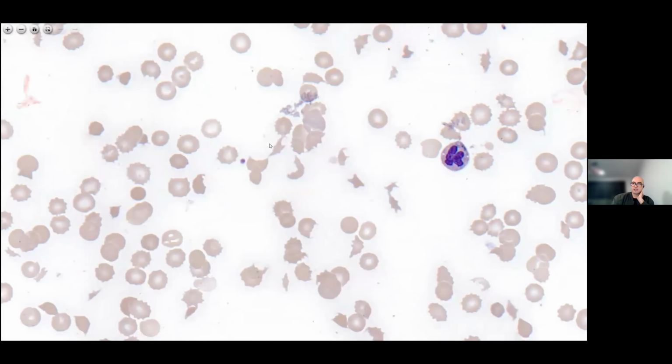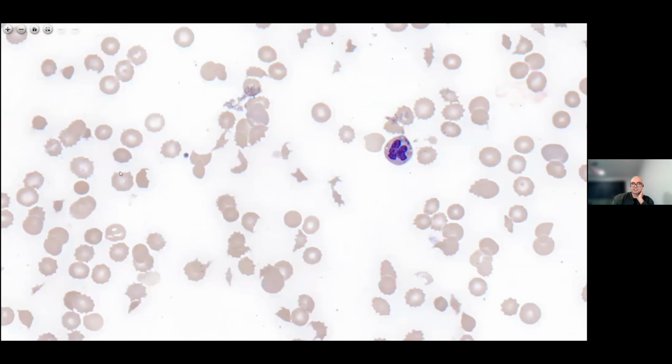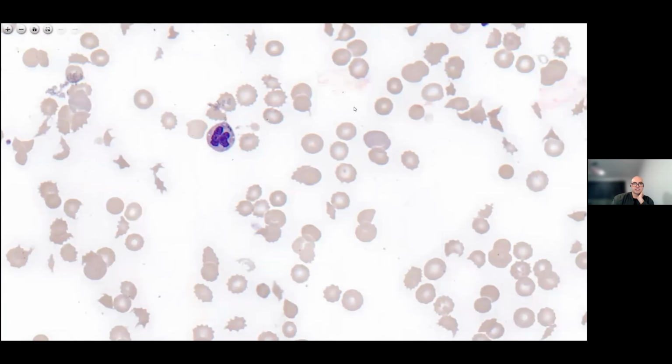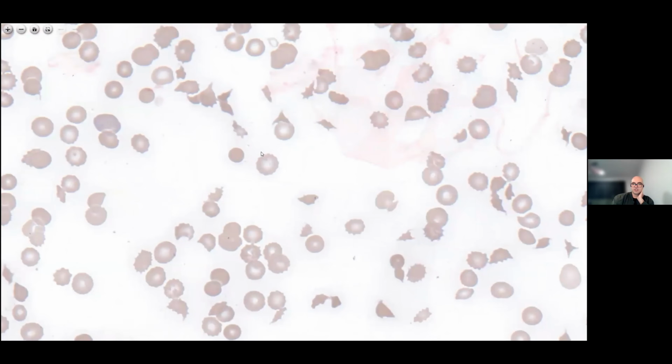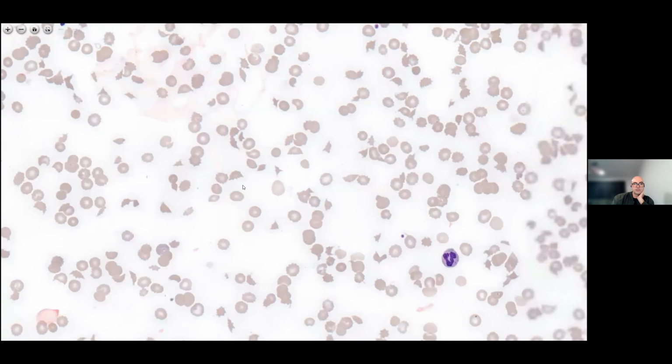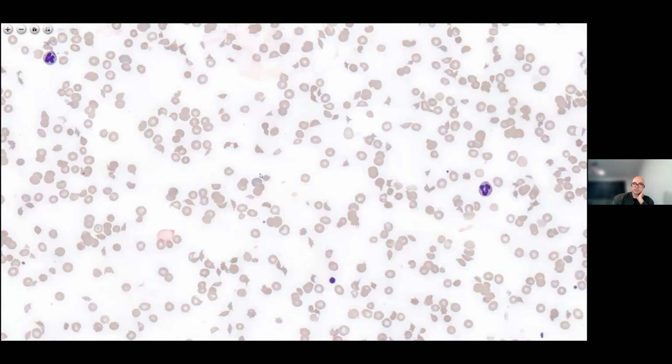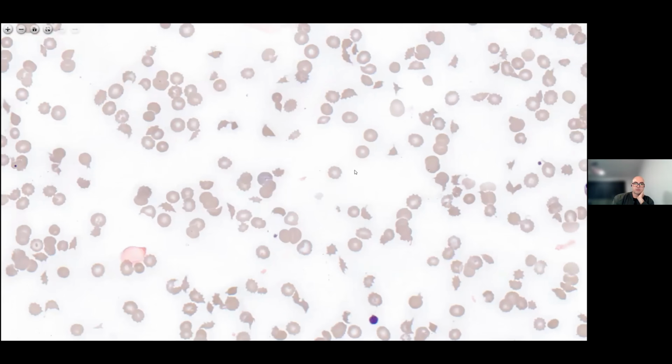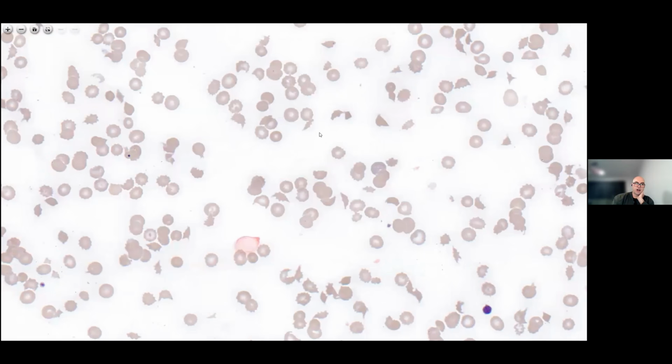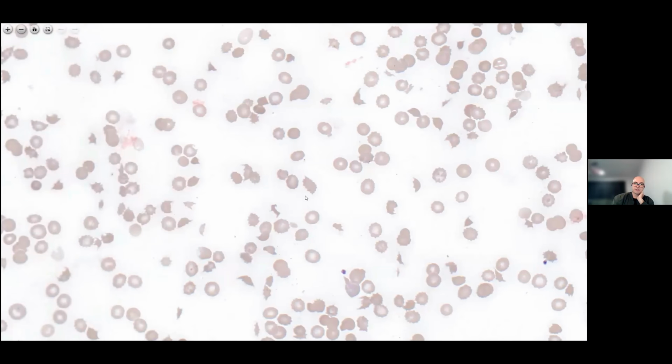So we'll dive back down into the high power field, and we can see lots of these cells that are hyperchromatic with pointed edges, and they also can be quite spiculated and crenated as well. These are schistocytes, which is not uncommon to see when they're formed. And there's also some polychromasia. It's not overly prominent, but there is a higher than normal amount of polychromasia. So in every high power field, we're seeing a polychromatic cell or two.